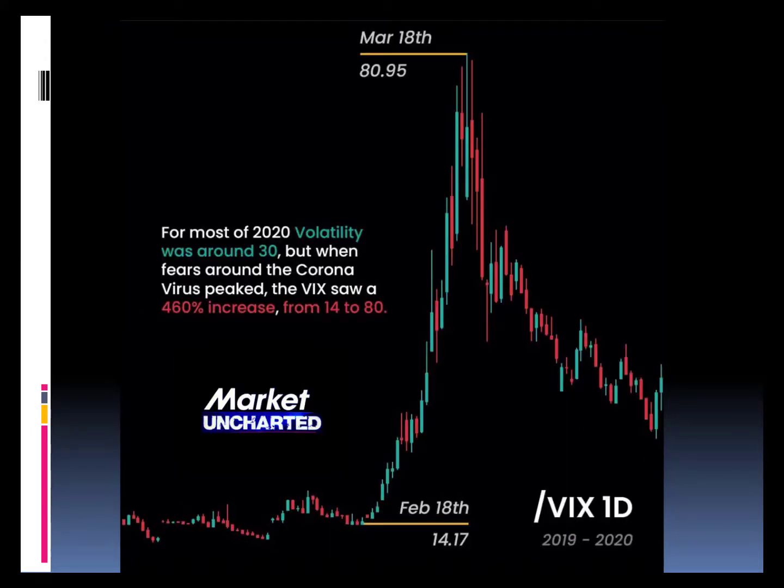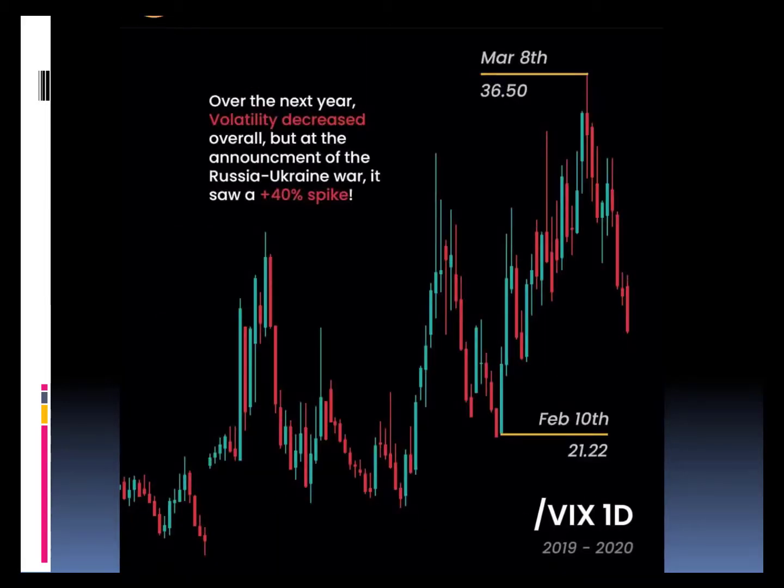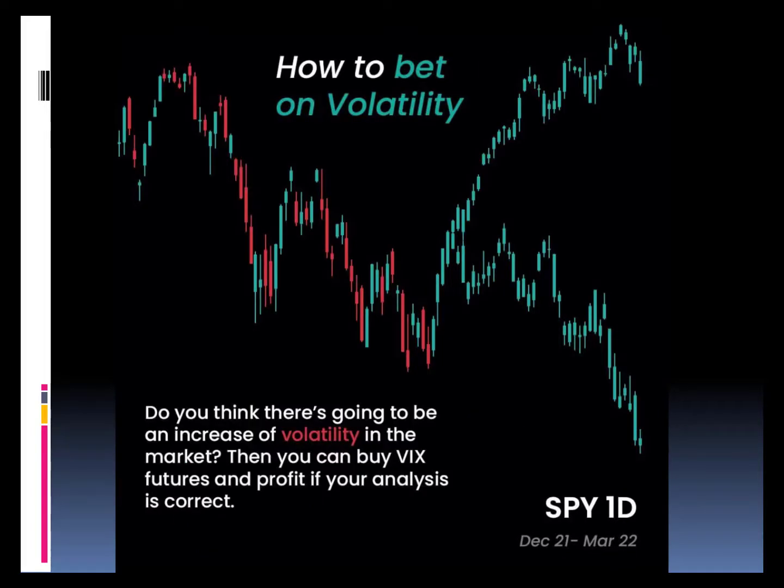For most of 2020, volatility was around 30, but when fears around the coronavirus peaked, the VIX saw a spike of 460% increase from 14 to 80. So you can see every time you have a crash, it's a huge spike on the VIX. Over the next year, volatility decreased overall, but at the announcement of the Russia-Ukraine war, it saw again a 40% spike.